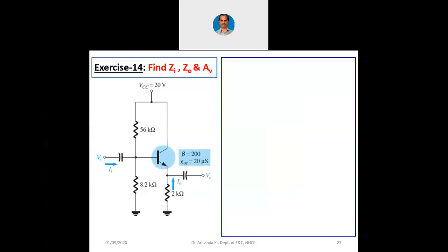Yesterday we had worked out one exercise on this common collector configuration using base bias. Now you are seeing on the screen one particular circuit. This is also common collector configuration, also called an emitter follower. But here you can see the voltage divider bias. We already know that the advantage of the voltage divider bias is the stability of the Q point. That is why in this particular exercise, voltage divider bias is utilized.